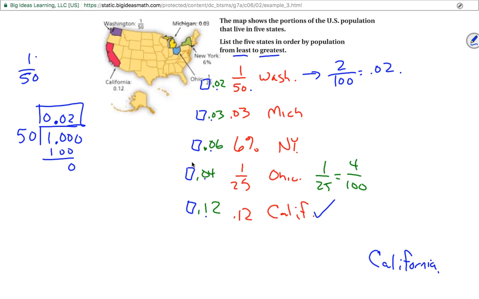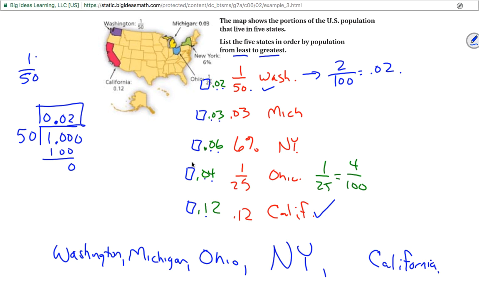Now we go to the hundredths place. We have a 2, a 3, a 6, and a 4. Which one of those is the lowest? Well, that's Washington. So Washington is going to be the lowest. Then our next lowest would be Michigan, because it's 3. Then next would be Ohio. And the fourth one would be New York. So in order from least to greatest: Washington, Michigan, Ohio, New York, California, all by getting them all in the same format. All right, hopefully that helped.